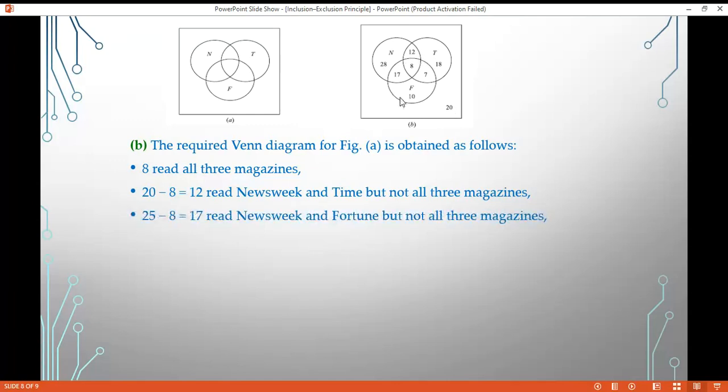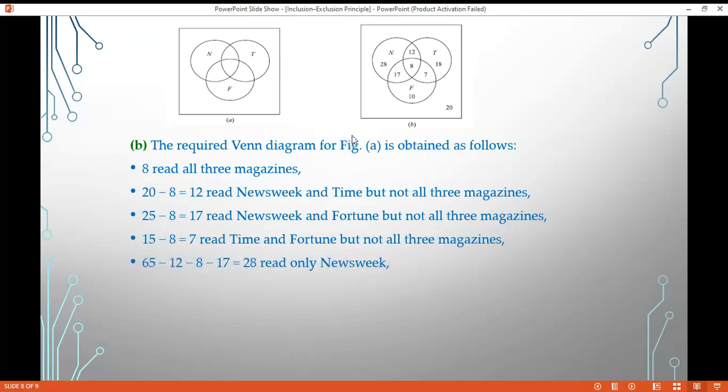Next, we have to find Newsweek and Fortune, but not all three. We have to subtract the common part 8 from the number of Newsweek and Fortune. So that is 25 minus 8, and we get 17 here. Now we calculate those who read Time and Fortune, but not all three. So we subtract 15 minus 8 and get 7, who read only Time and Fortune.